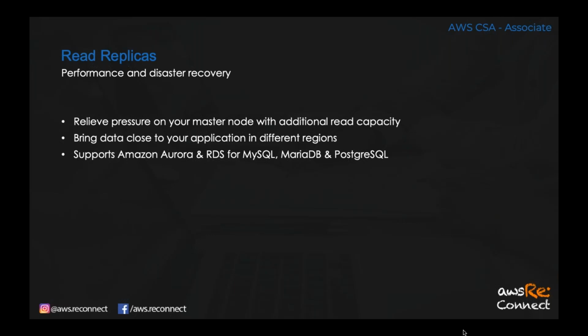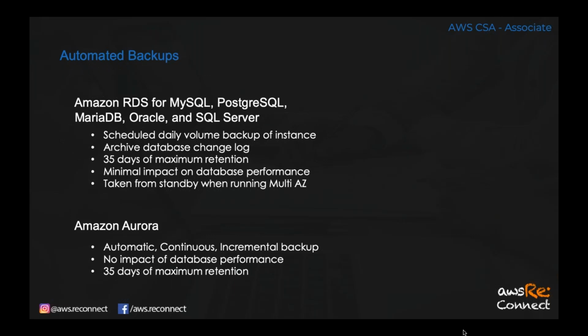Okay. Then automatic backup. Whenever you create an RDS machine, you have an option to schedule the automatic backup. So schedule daily volume backup of the instance, and archive database change logs. You can archive all the change logs happening to your database. The maximum number of days you can retain the snapshot copy of your database is 35 days. After 35 days, it will automatically delete those backups.